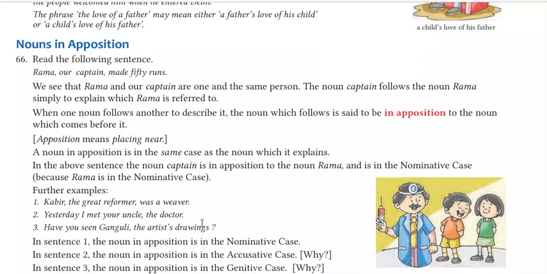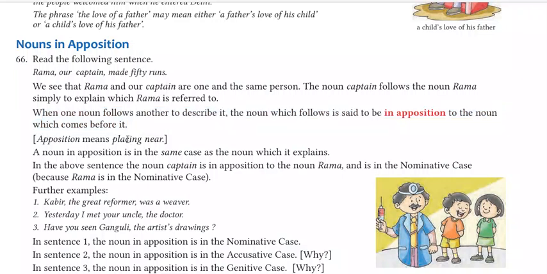Nouns in apposition. Read the following sentence. Rama, our captain, made 50 runs. It means Rama is elaborated with our captain, so Rama is our captain. Rama and our captain are one and the same person; the noun captain follows the noun Rama simply to explain which Rama is referred to. When one noun follows another to describe it, the noun which follows is said to be in apposition to the noun which comes before it.